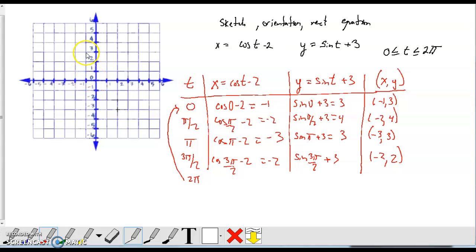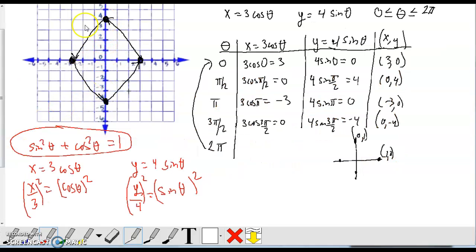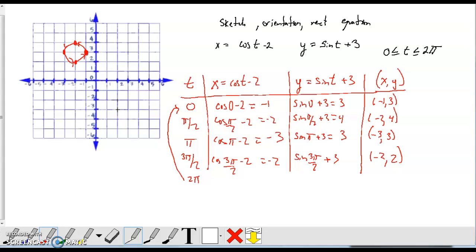So -1, 3, -2, 4, -3, 3, -2, 2. And then 2, 0 comes right back into here. So we have this lovely shape, it looks kind of like a circle. So orientation, orientation. Notice that the orientation on this problem, as well as this problem, are going in the same direction as your unit circle, right? So again, fun facts that we can use.